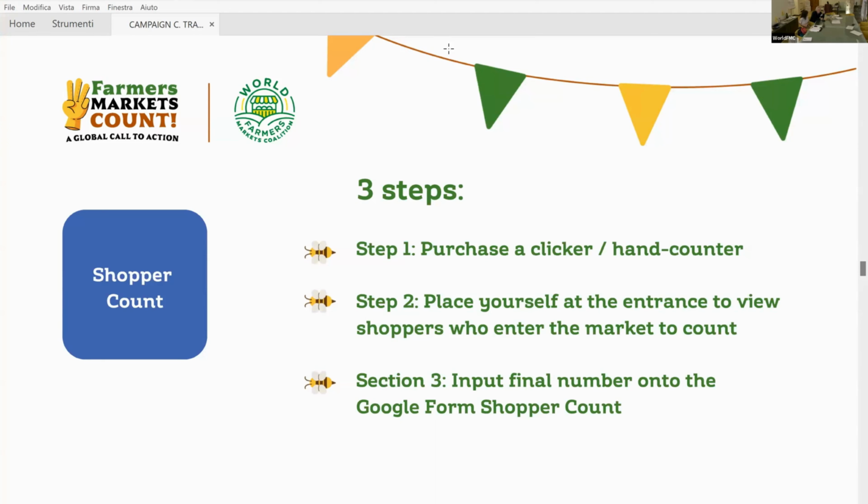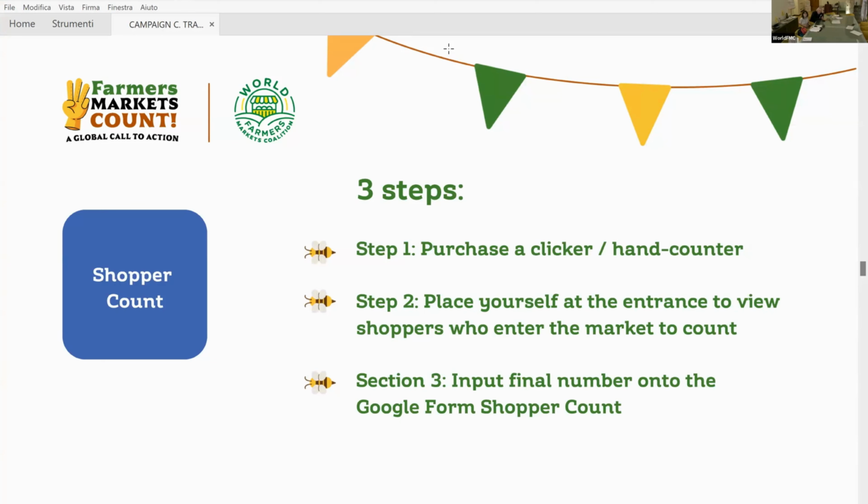We know that success in business is based on loyalty. If you can get a shopper and keep them coming back, that's a much better business model than having to get new shoppers every single week. Ideally, we want all of them, new shoppers and loyal shoppers. But this is why we do the count.